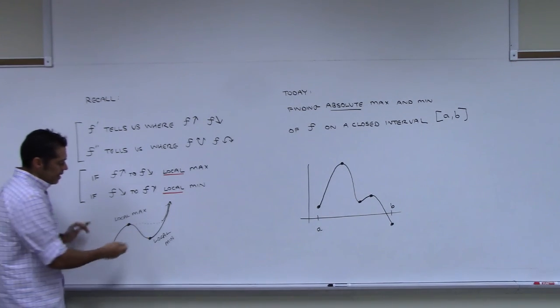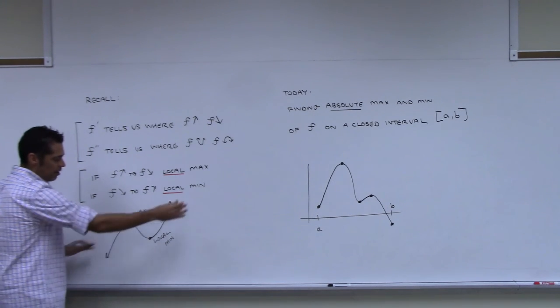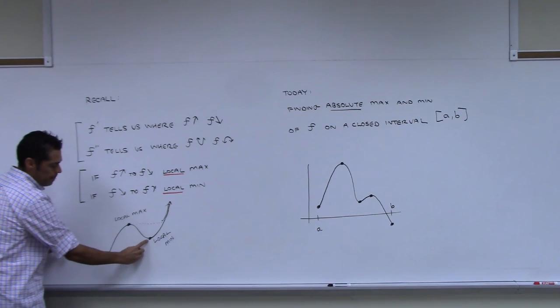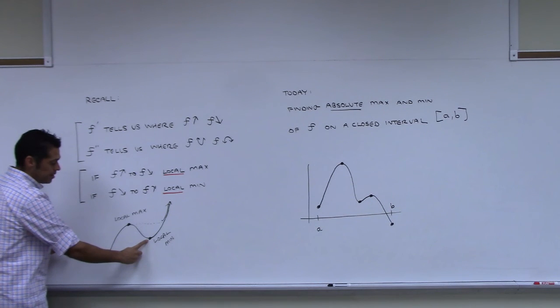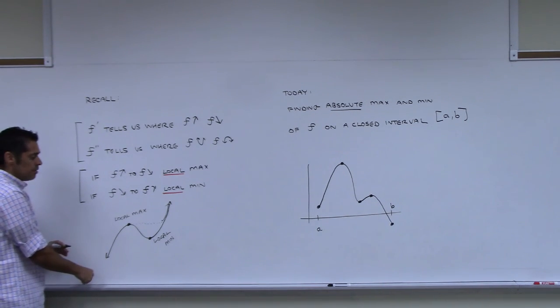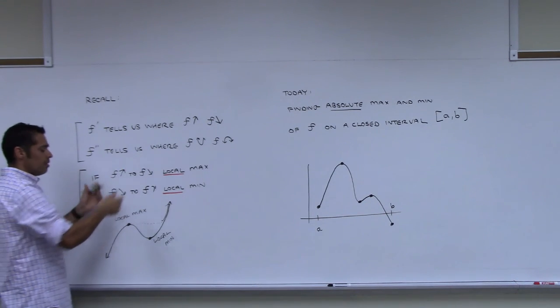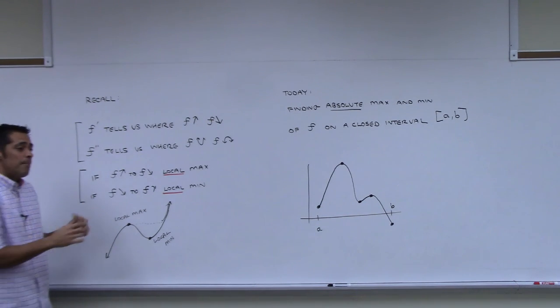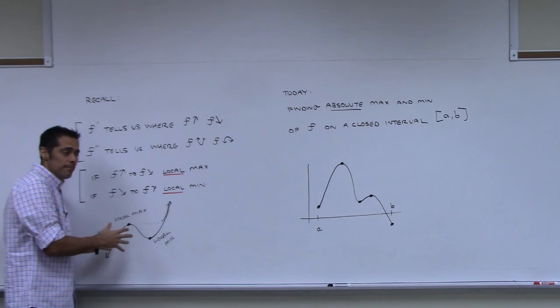Same story. Is this the lowest point on the entire graph? This point? No, it's not. There are points over here. The arrow means it keeps going down. So this right here only gives us information about what's happening locally.